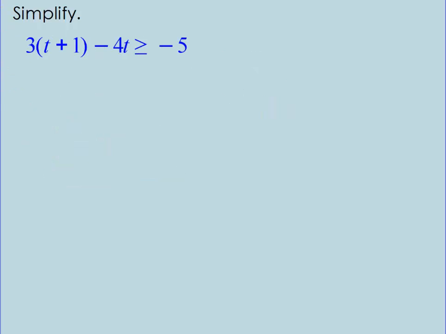Okay, and this is where we get to a lot of multi-step stuff. The first thing I see is 3 times something in parentheses, this quantity. The first thing I have to do is distribute. Whenever you see parentheses, distribute first. So my first step is to distribute. So this becomes 3 times t, or 3t, and 3 times 1, or just 3, minus 4t is greater than or equal to -5.